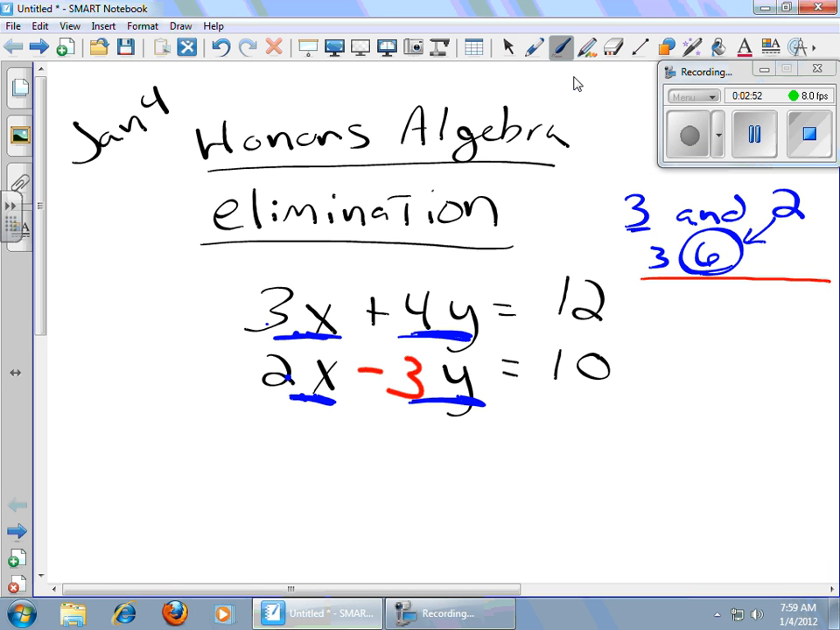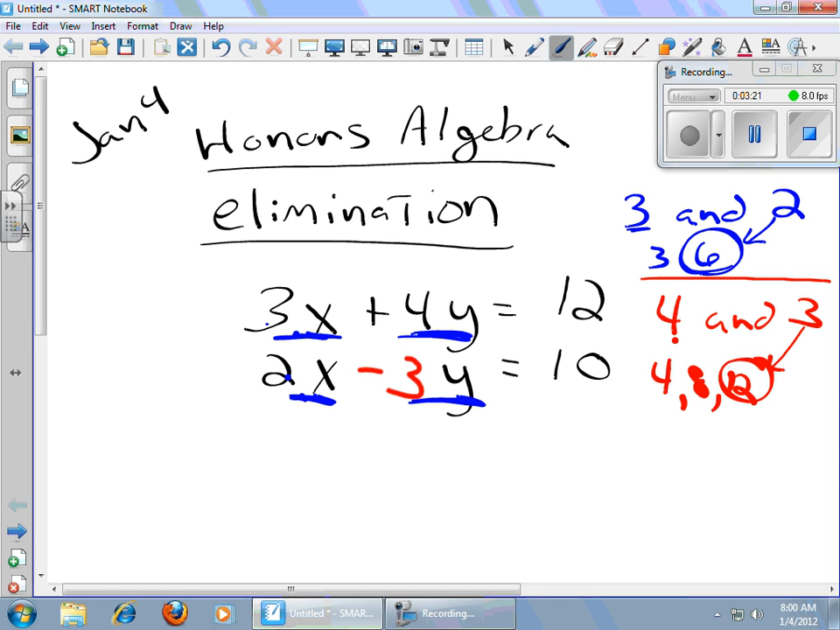I could look at 4 and 3. I might choose to eliminate the y's because the 1 on y is already negative. I don't have to multiply by a negative. All right. Well, I'm going to count by the larger of the coefficients, which would be 4. I'll stop when I get a number that the 3 goes into evenly. So 4, 8, 12, stop! 3 goes into 12 evenly, doesn't it?